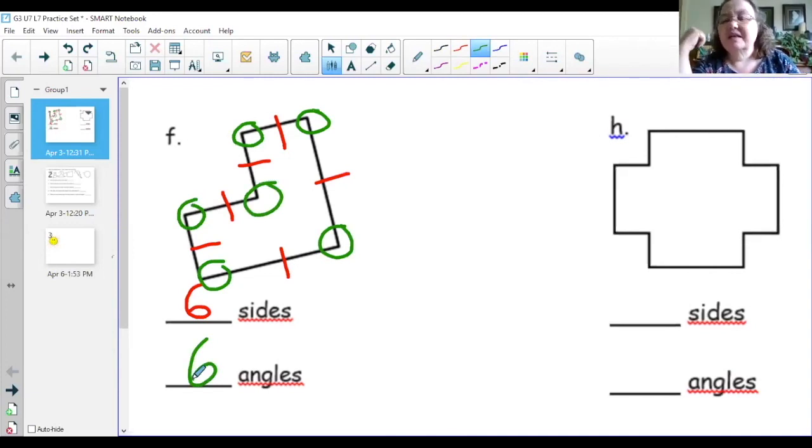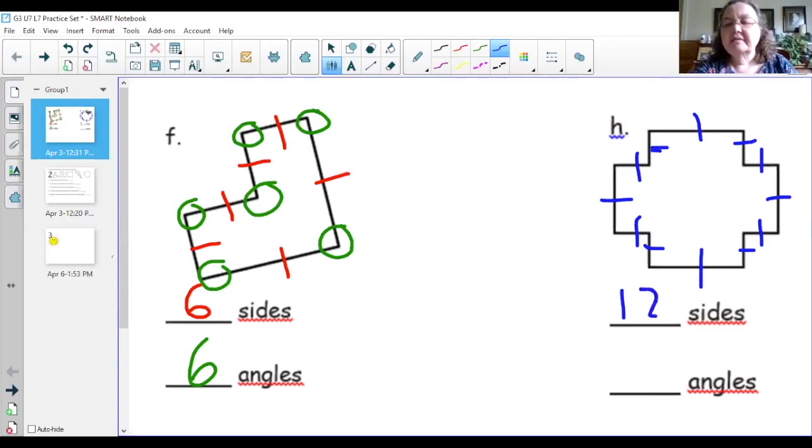Well, let's look at this next one. This one is kind of tricky. So I'm going to count them the same way, putting a line through it. 1, but I have to count this one 2, and then this one 3, then 4, 5, 6, 7, 8, 9, 10, 11, 12. That's 12 sides.